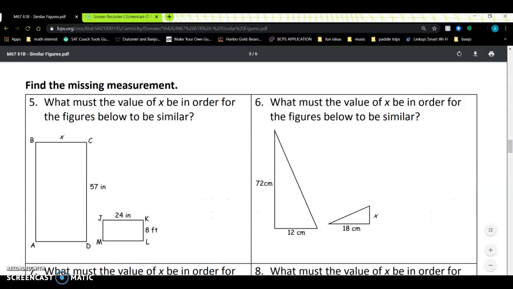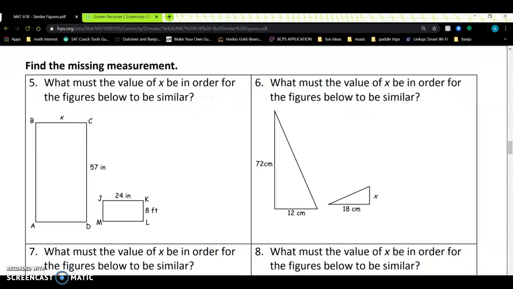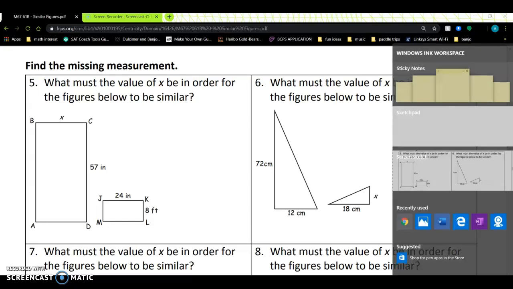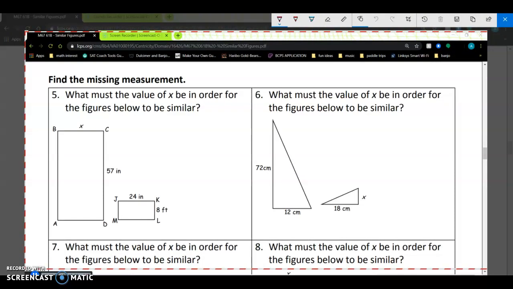Here we go. So you'll notice it says find the values of x in order to make, we're looking at number 5, to make the figure similar. So it's really nice when we're looking at rectangles because there's only two different side lengths. What I'm going to do is start by marking our long sides first.